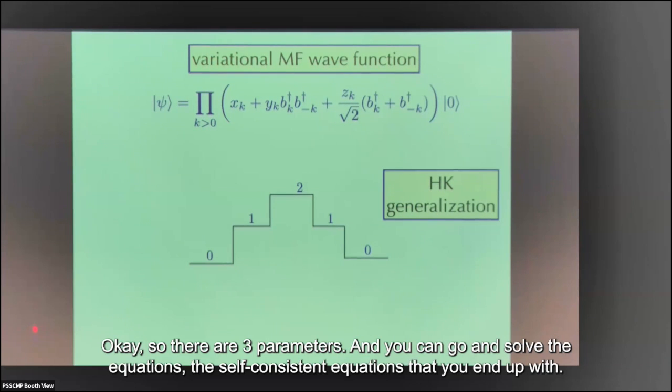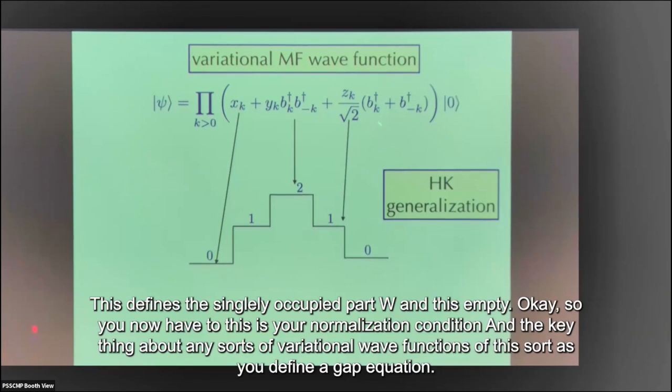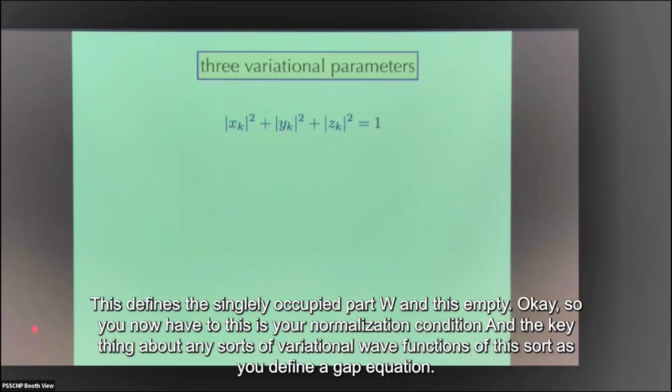Okay, so there are three parameters, and you can solve the self-consistent equations that you end up with. This defines the singly occupied part, W, and this empty. Okay, so this is your normalization condition. And the key thing about any sort of variational wave function of this sort is you define a gap equation.